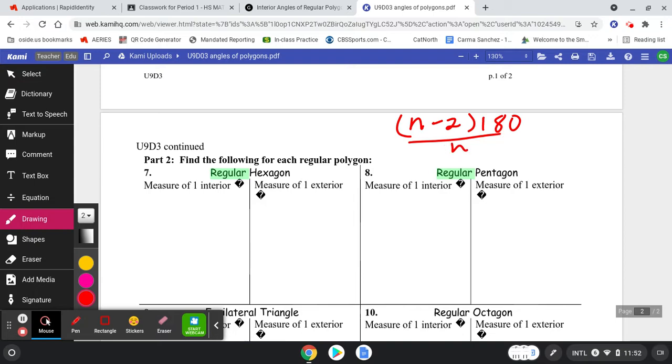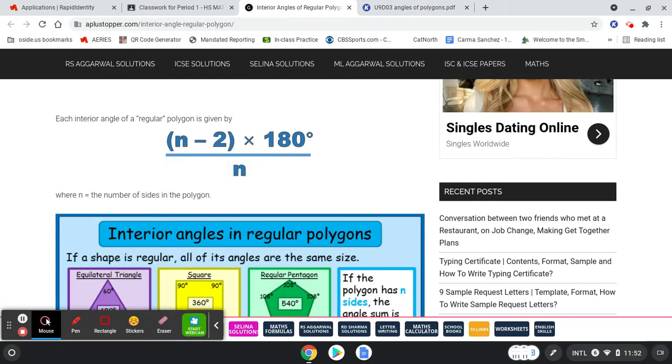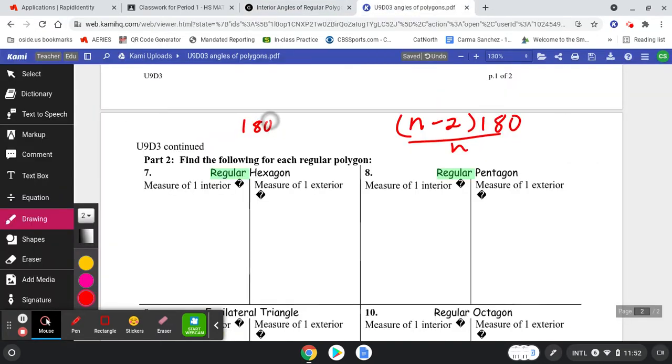divided by n. Or you can write it as 180 times n minus 2 divided by n. It doesn't matter if you put the 180 in the front or the back. It shows differently depending on where you look. So that's how we're going to get the interiors of each of these. And what's my n going to be in this one? Hexagon is 6-sided. Pentagon is 5-sided.